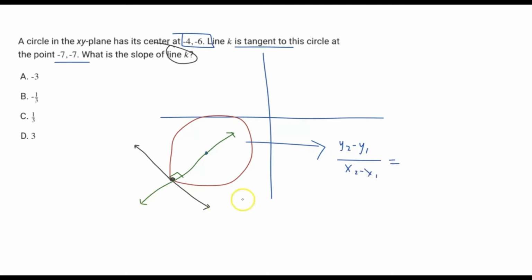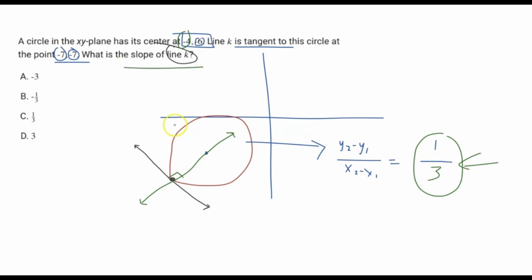And so here, let's just look for the change in y. So the change in y, we're going from -7, -7 to -4, -6. And so the change in y, which is -7 to -6, that's a change of +1. So +1 on top. Now the change in x, so we're going from -7 to -4. That's an increase of +3. And so we know the slope of this line is 1/3, which makes sense because if you look at the diagram, it is positive. It's going to be positively linear, and therefore a positive slope as 1/3 makes sense.